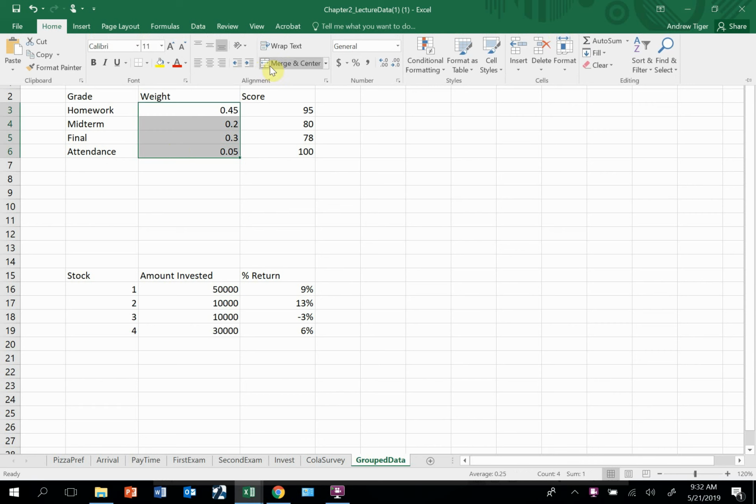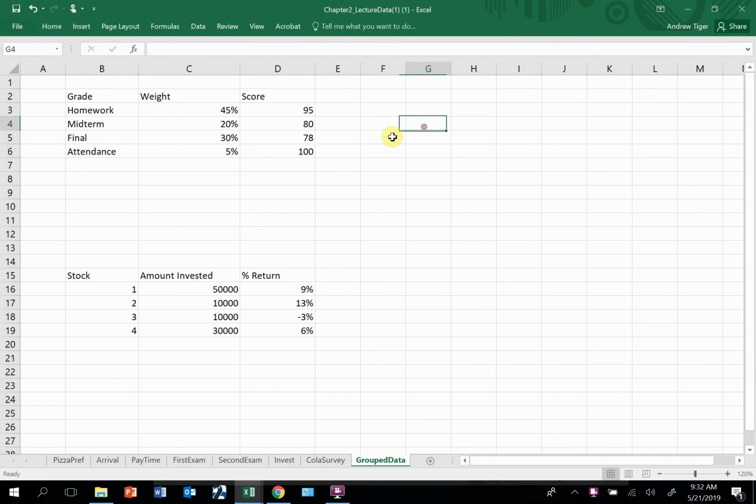And I'm going to show that as a percent. Didn't change the number, I'm just showing it. And these are the scores. So how can I determine what my overall grade is? If I did 95 on the homework, I scored an 80, a 78, and I came to the class all the time. So what I want to do is take this times this, plus this times this, plus this times this, plus this times this, divided by the total, which is 100%.